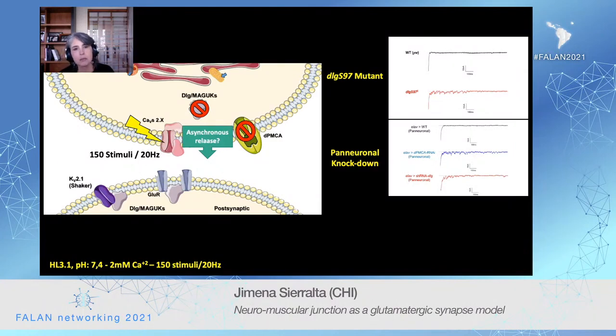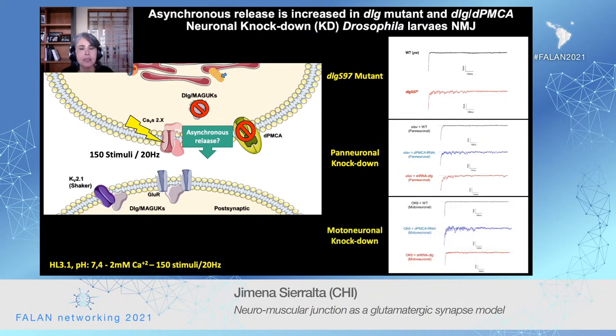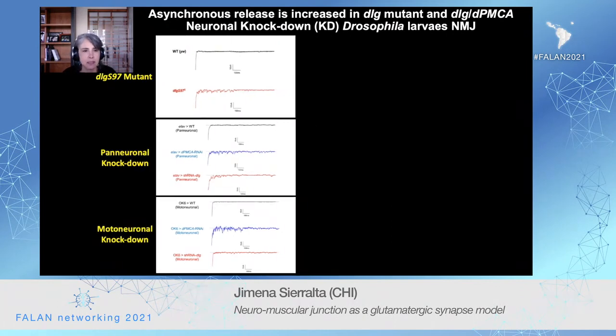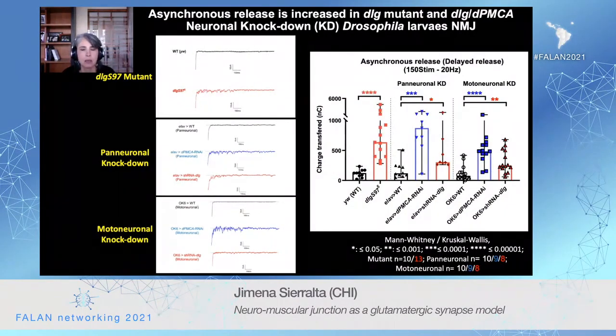The downregulation of PMCA or DLG produced the same phenotype, with the downregulation only in the motor neuron. And with the two different GAL4 lines it is the same phenotype. When we quantify these results using the total amount of charge transfer, we can see that all the conditions significantly increase the asynchronous release.